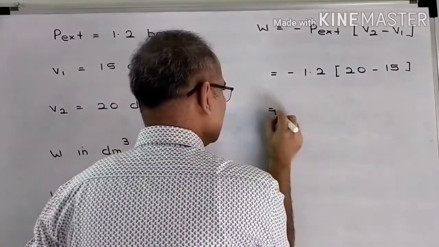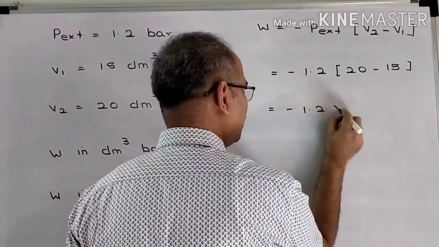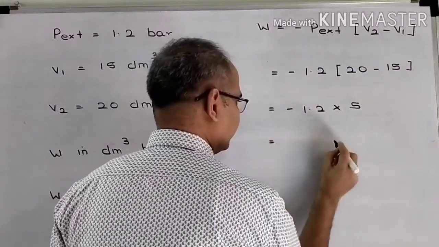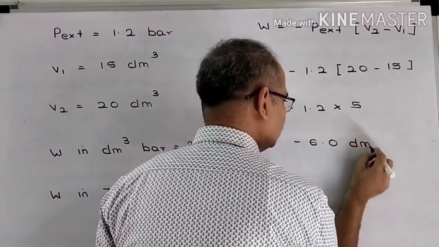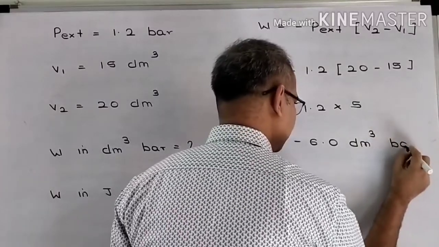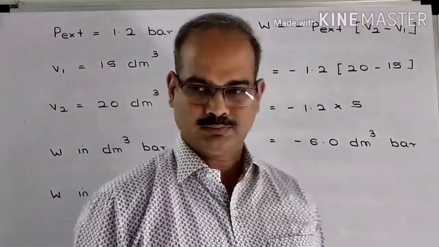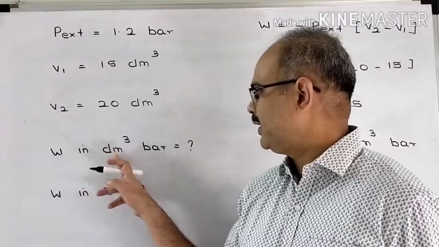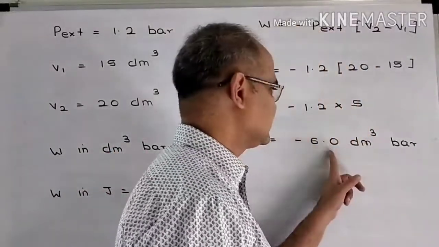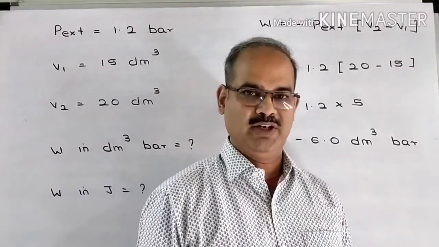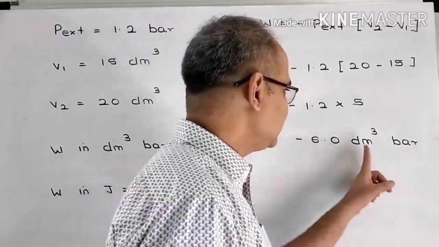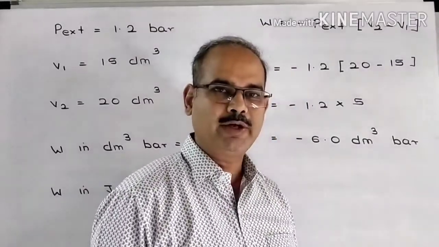So this will be equal to minus 1.2 into 5. This is 0. This is 6. So this will be equal to 6 dm cube barometer. So work done in dm cube barometer is, rather, minus 6 dm cube barometer. Okay, now this dm cube barometer I have to convert it into joules.